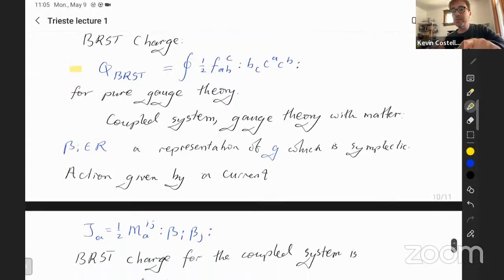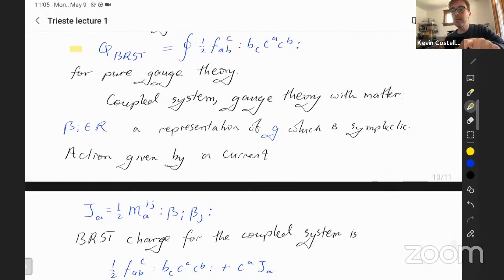And the final thing one wants to do is consider how to couple the matter content to the gauge symmetry. So all we do is add the fields from the matter to the ghosts from the gauge symmetry and build a BRST charge, which forces gauge invariance.